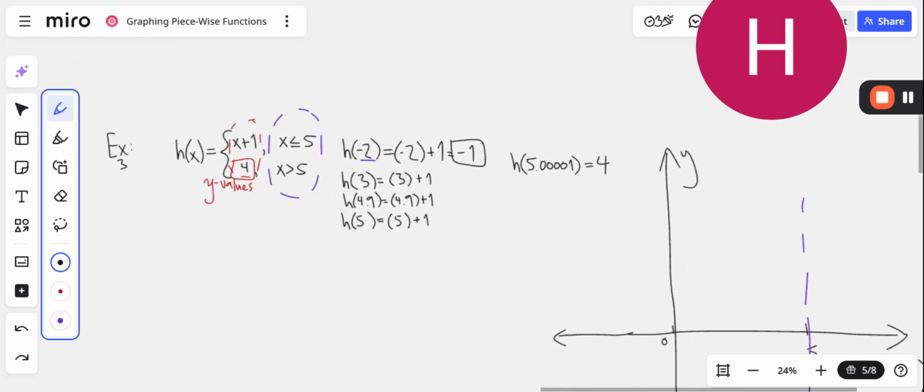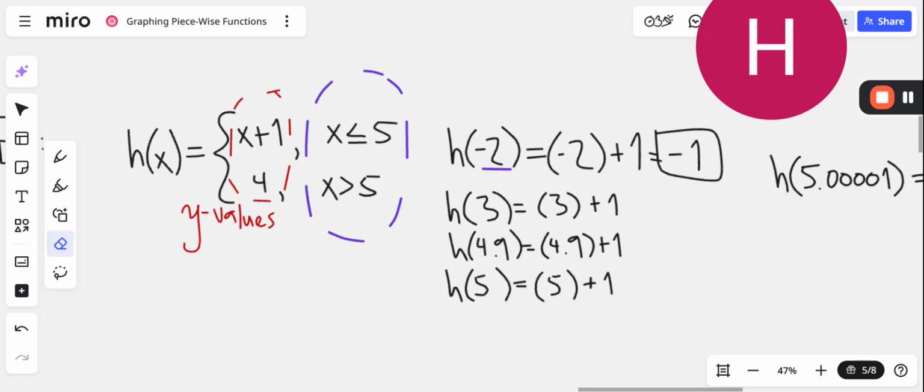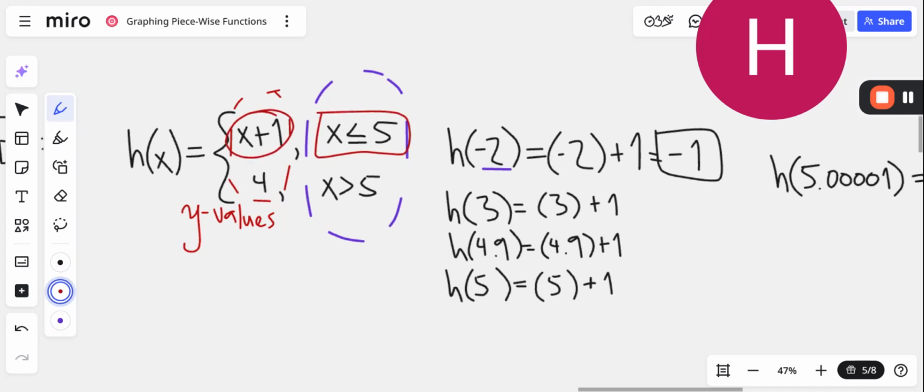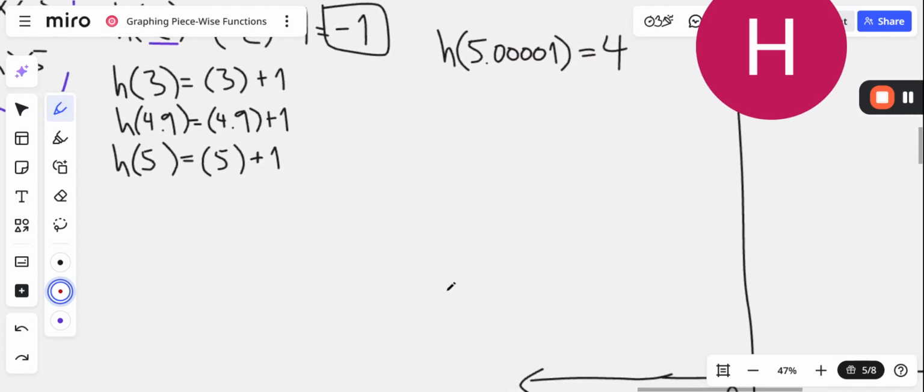So let's take a look at some points here. Well, this is x plus 1 whenever x is less than or equal to 5. So anything to the left of 5, but also including 5. Well, I'm going to start off at the y-intercept. That's a pretty nice point. We also have some interesting x values here that we've plugged in. We have x equals -2 and x equals 3 and x equals 4.9. Kind of tested the boundary there, got really, really close to x equals 5. So let's plot some of those points.